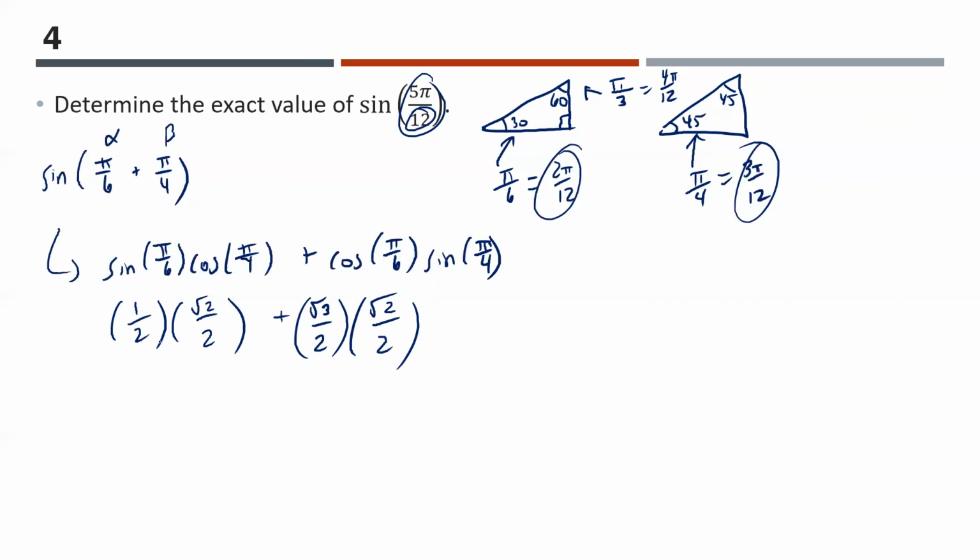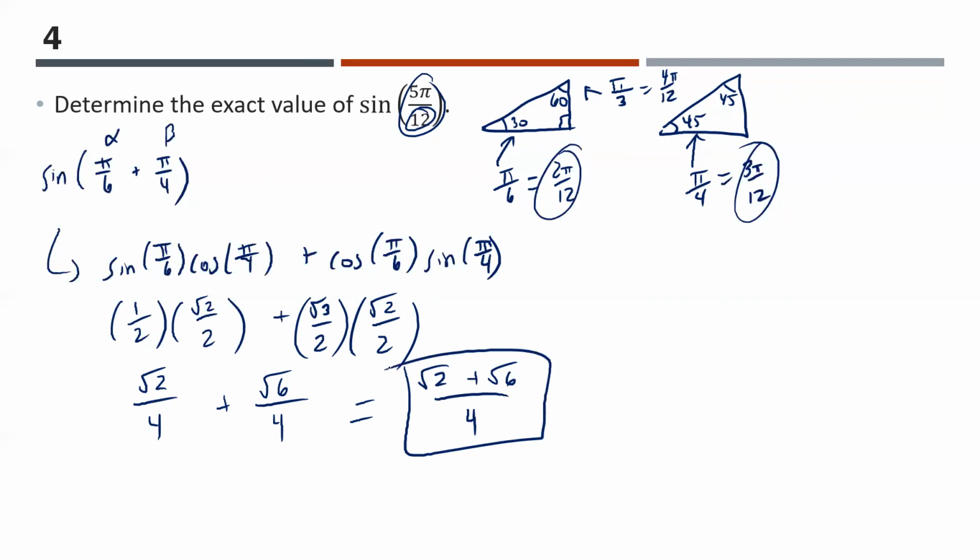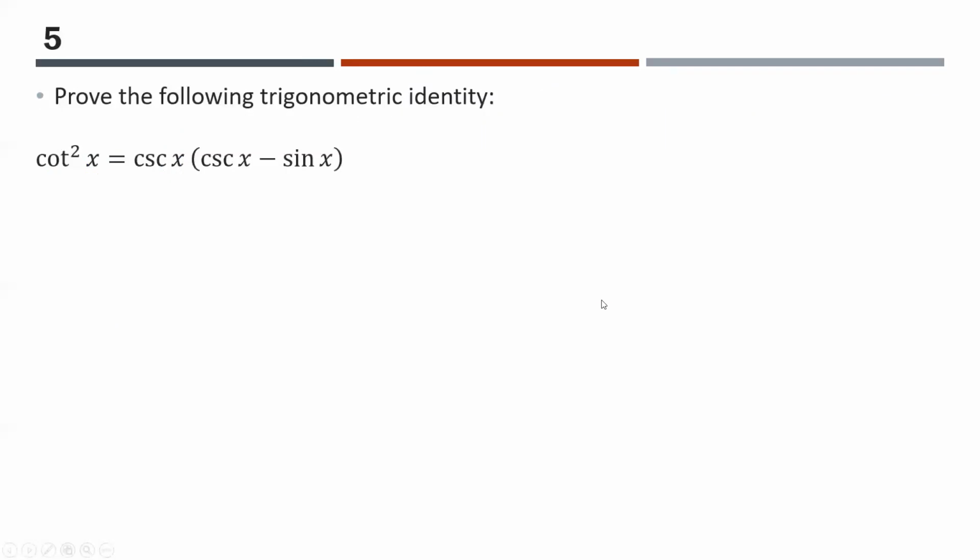Filling this in now, 1 times root 2 is root 2. 2 times 2 is 4. Plus root 3 times root 2 is root 6. 2 times 2 is 4. They have the same denominator, so you can write it as one fraction. Root 2 plus root 6 all over 4. That right there, that's the exact value. So there's our answer. We're done that one. Moving on to the next one. Prove, here we go.